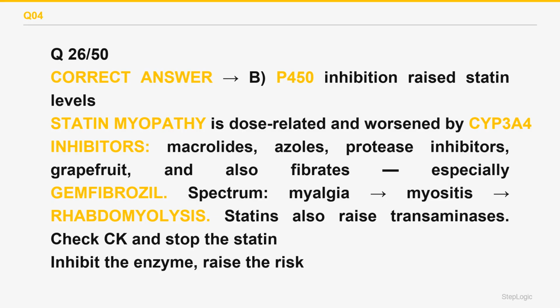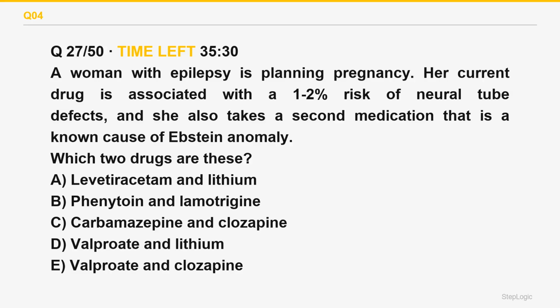The list of interacting agents is worth holding because the interaction is common and preventable. Azole antifungals, protease inhibitors, cyclosporin, amiodarone, verapamil, and grapefruit juice all raise statin exposure through the same route, and combining a statin with a fibrate, gemfibrozil in particular, independently increases myopathy risk. Pravastatin and rosuvastatin, which are less dependent on CYP3A4, are often chosen when such combinations are unavoidable. If you see rhabdomyolysis on a statin, look for the drug that inhibited its metabolism. Which two drugs are these?